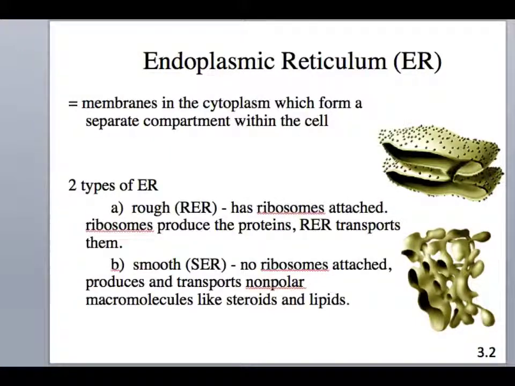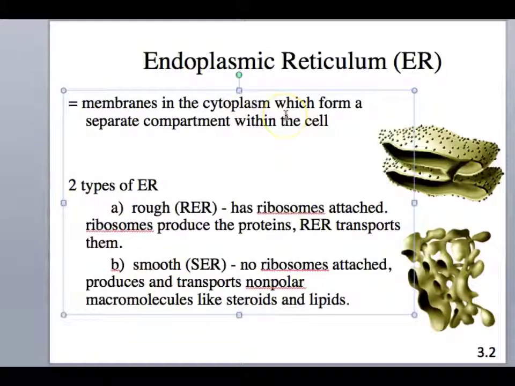The endoplasmic reticulum, these are membranes in the cytoplasm which form a separate compartment within the cell. So they're basically an infolding of a bunch of membranes. And you have two different flavors. You have rough endoplasmic reticulum, abbreviated RER, which is almost as hard to say as rough endoplasmic, oh my goodness, see? Rough endoplasmic reticulum. Sometimes we just call it the rough ER, it makes it easier to say. And then there's a smooth ER.